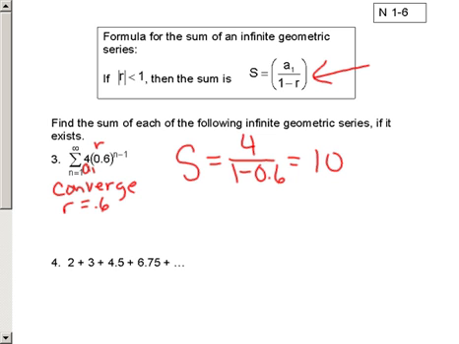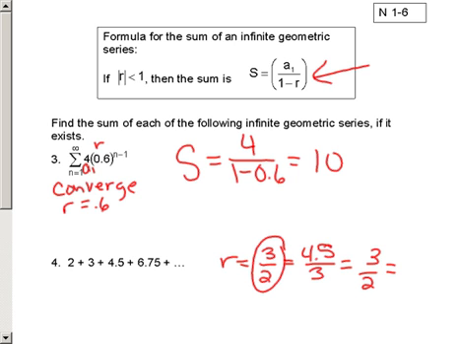Okay, what about the next one? What does r equal? You can either take 3 divided by 2 or 4.5 divided by 3, either way. What is it? 3/2. What's the decimal for that? Which you can see right here is 3/2. 4.5 over 3, because you should be able to divide this, divide this, divide this, and every time you should get 1.5.